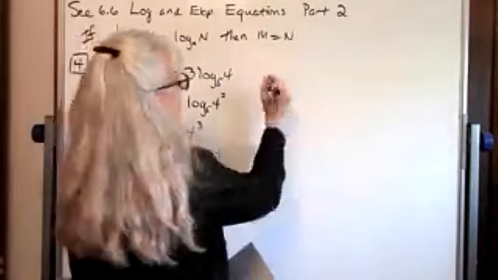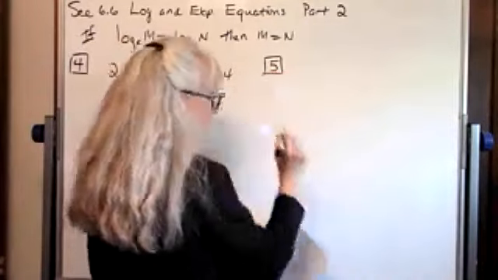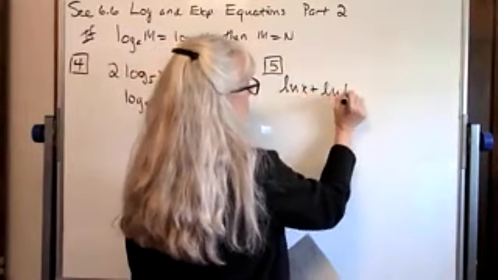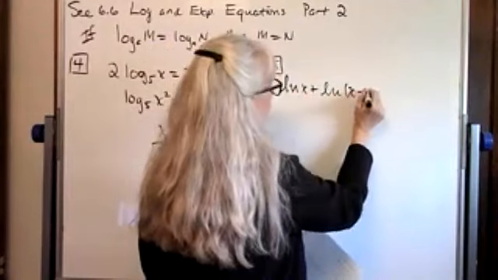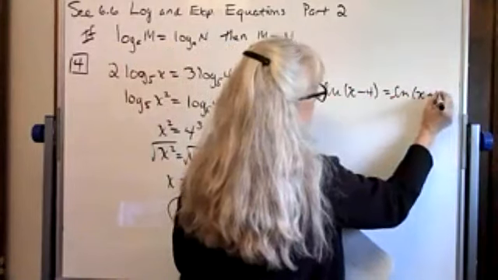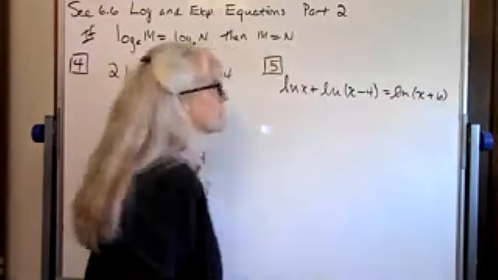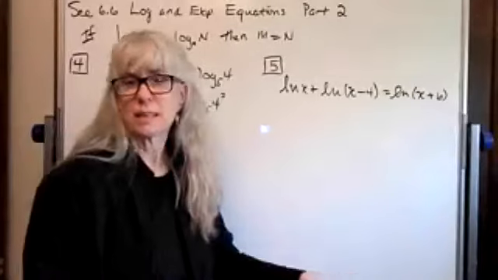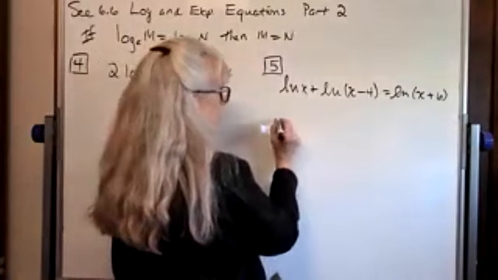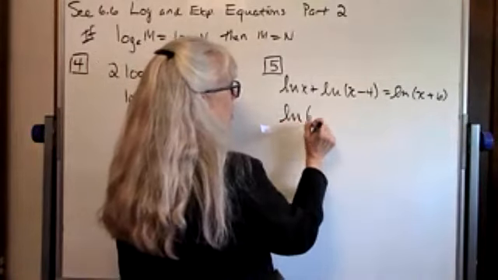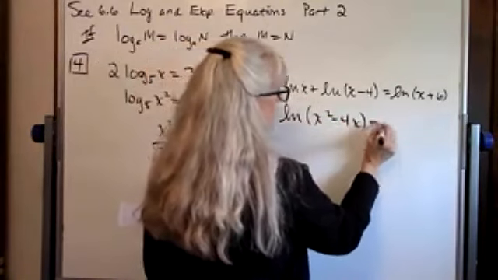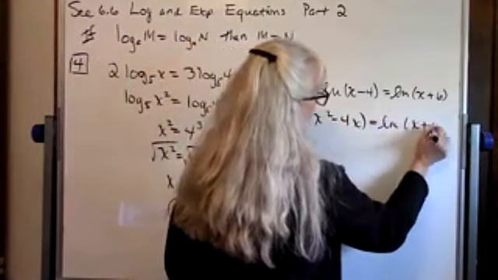So let's take a look at example 5. Example 5 uses a natural logarithm. So I have the natural log of x plus the natural log of x minus 4 is equal to the natural log of x plus 6. Again, every single term has a log on it. On the left side, we have two terms. Let's combine that into a single term. So that would be the natural log of x times x minus 4, which is x squared minus 4x. That's going to equal the natural log of x plus 6.